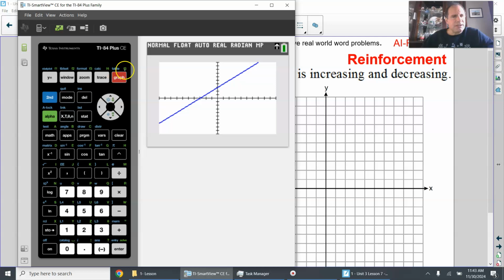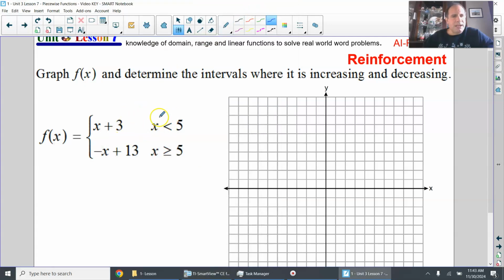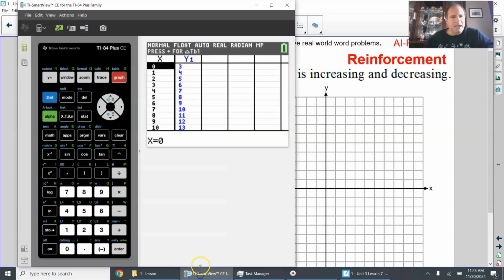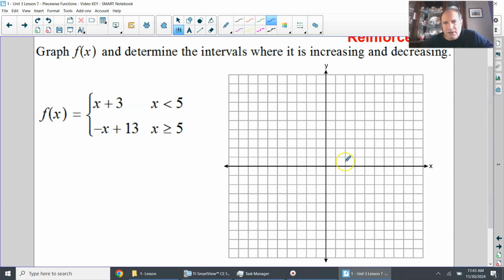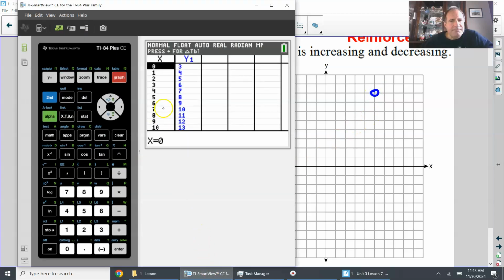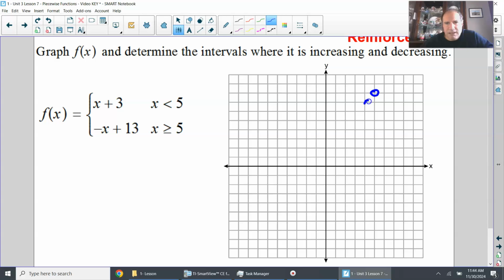So we're going to press second function and table. We have x is less than 5, so we have to go to 5, and we have to graph everything less than 5. So 5, 8 is our first point, and we're going to go up to here. Since it is just a less than, we're going to have a nice big open circle. So 5, 8, 4, 7, 3, 6. So 4, 7 is right here, 3, 6 is right here.